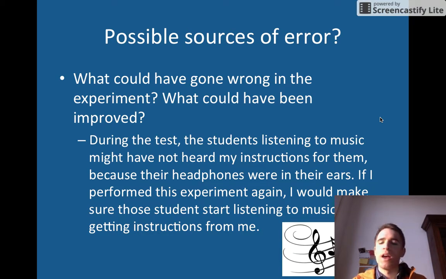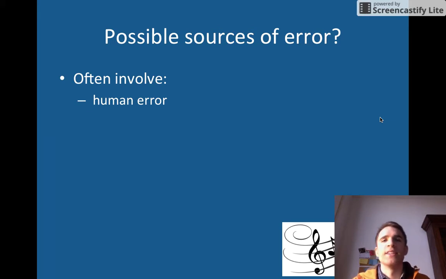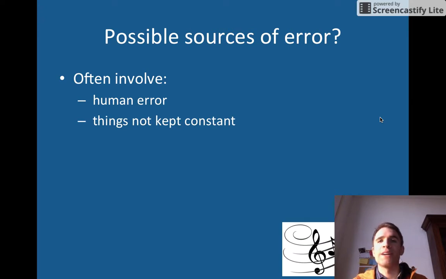As a couple of tips, guys, possible sources of error often involve human error, like mistakes we make, like, oh, I accidentally did this when I should have done this. Or it could also involve things that are not kept constant, right? Constants are so important in an experiment. If they're not kept constant, let's say you're testing the rate of an Alka-Seltzer reaction and you split an Alka-Seltzer in half, but one half is a little bigger than the other one. That's something that's not kept constant. So that's a possible source of error in your experiment.